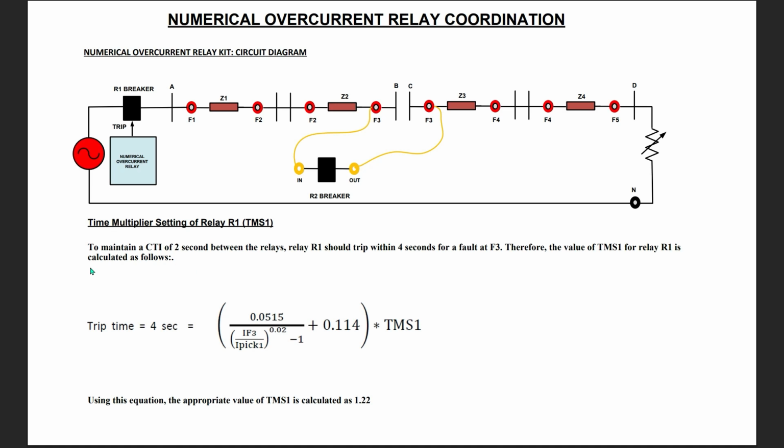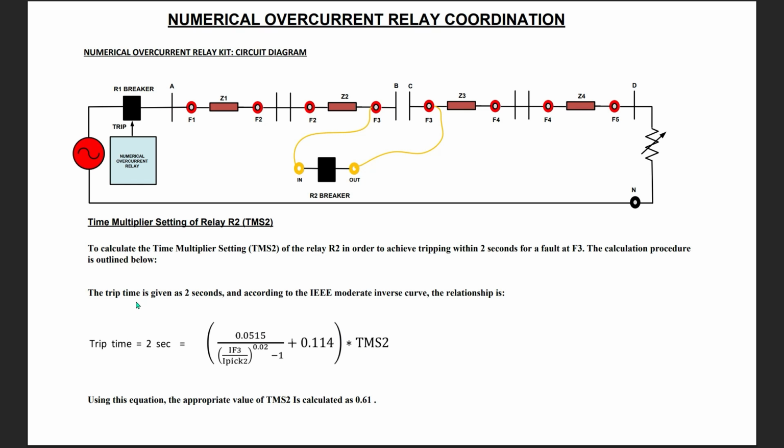In this case study, to maintain a CTI of 2 seconds between the relays, R1 should trip within 4 seconds for a fault at F3. Therefore, the value of TMS1 for relay R1 is calculated as follows. This is the IEEE moderately inverse curve equation. With this, the only unknown is TMS1. Using this equation, TMS1 is calculated as 1.22.